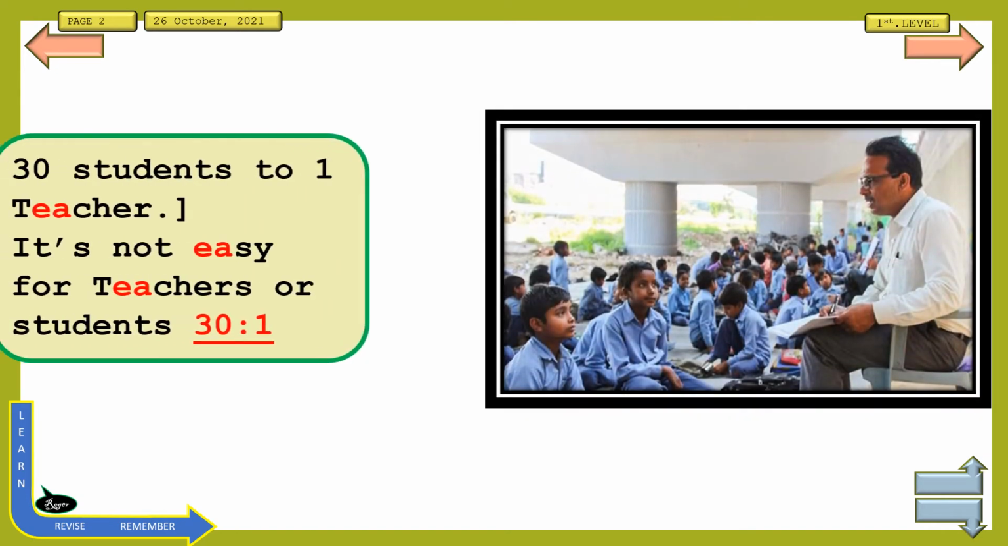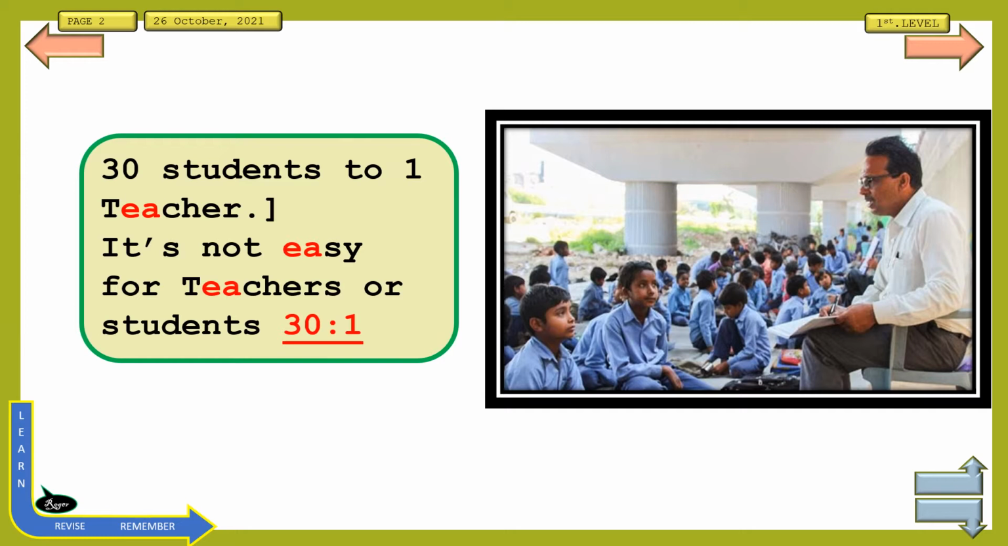Here is a picture of a school. There are 30 students to 1 teacher. It's not easy for teachers or the students. And we say it has a ratio of 30 to 1.